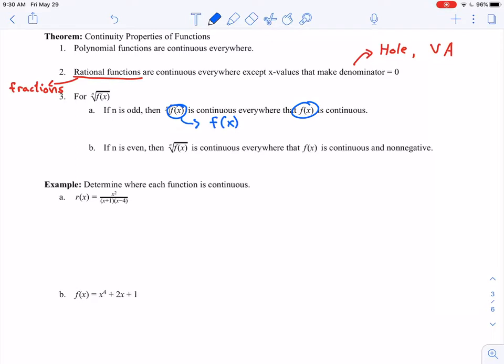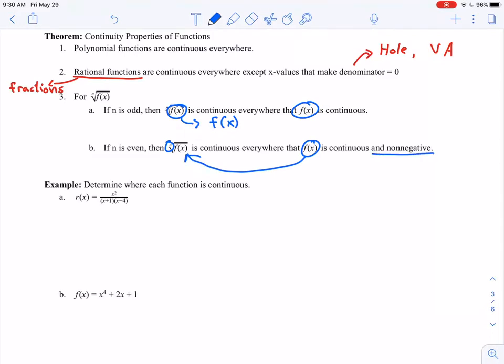If n is even, on the other hand, so if this number right here is even, now we're talking about, say, a square root or a fourth root. Again, we have the same condition. The nth root of f of x is continuous everywhere that f of x is continuous. So here, again, that's just that inside part that we talked about last time.